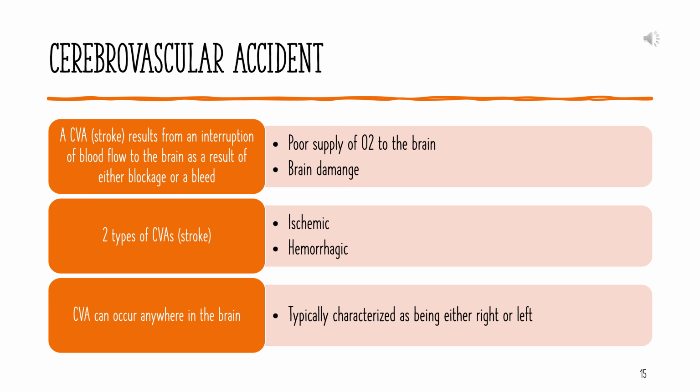There are two main types of strokes, ischemic and hemorrhagic. An ischemic stroke is when there's a blockage of a blood vessel in the brain causing a clot, and a hemorrhagic stroke is when there's a bleed in the brain, spreading to some of the other vessels, causing damage. A CVA can occur anywhere in the brain, and there are other classifications apart from ischemic and hemorrhagic, but it typically falls within those two categories, and it is typically characterized as either being a left stroke or a right stroke.